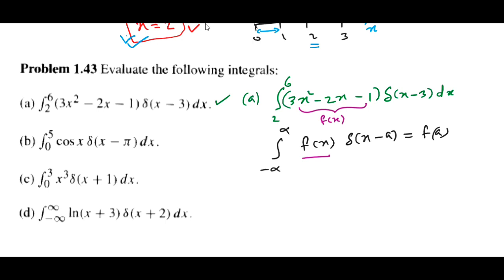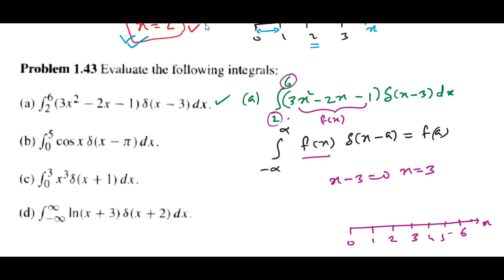Before proceeding, first we have to check whether the delta function, the spike, appears within the domain of this integration or not. Here the domain of the integration is 2 and 6, and the spike appears where x minus 3 is equal to 0, therefore x is equal to 3. If I draw the plot here, this is 0, 1, 2, 3, 4, 5, 6, and this is the x-axis. Our spike appears here at x is equal to 3. The spike exactly comes within the domain of the integration, that is from 2 to 6. No need to worry. Now let us proceed.